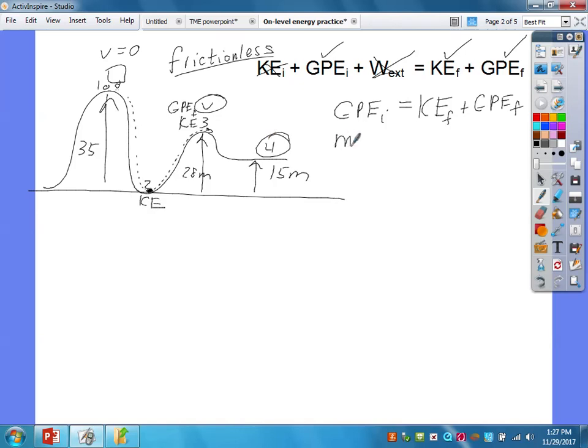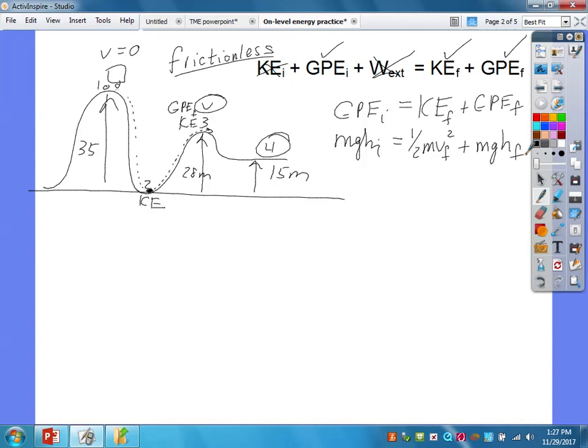So if I set this up, mghi equals 1/2 mv squared. I'm going to write final because, again, sometimes there's initial velocity. We haven't done any yet. And then mghf. So that's why I write the subscripts i and f, because I have 2 different heights. The first height is 35. The second height is 28. So there is a change in height that occurs.